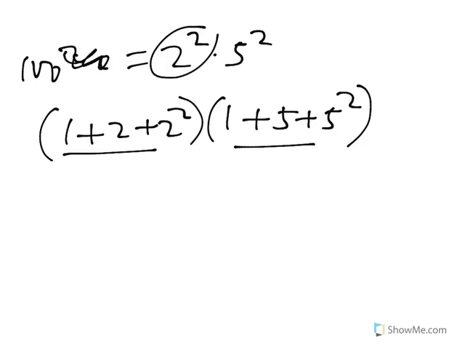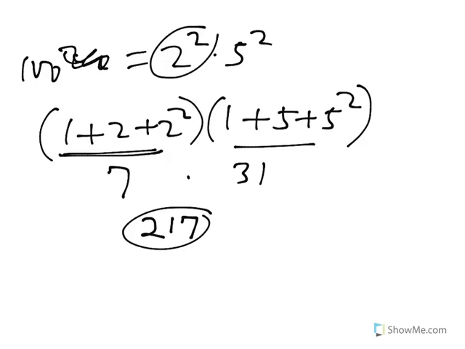The answer: 1 plus 2 plus 4 is 7. And 1 plus 5 plus 25 is 31. If you multiply those together, you get 217. The reason that works is if instead of adding these, adding to get 7, adding to get 31, I did an expansion on it, look what would happen.